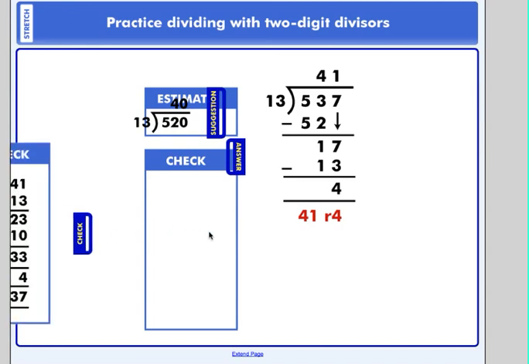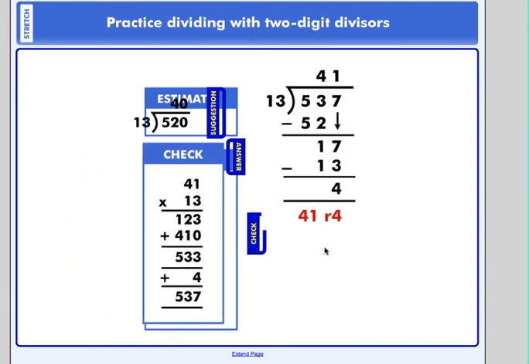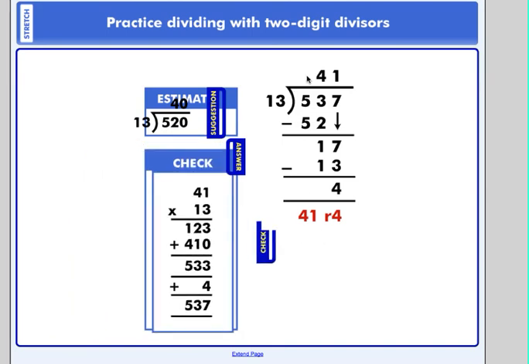If you use multiplication to check your work, you would have to start by doing 41 times 13. And after you do that multiplying, you would get 533. Then you need to add on that remainder, and 537 should match with our dividend here.